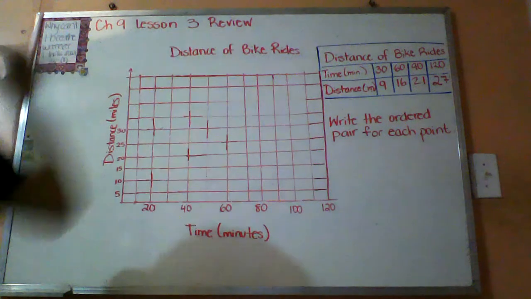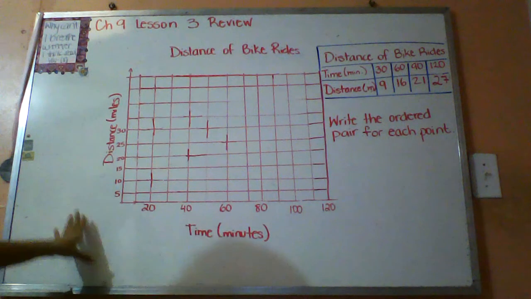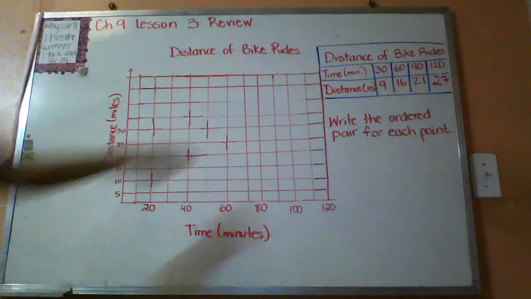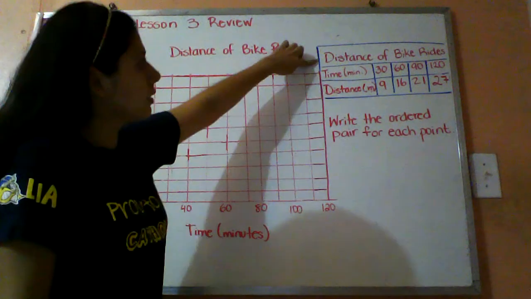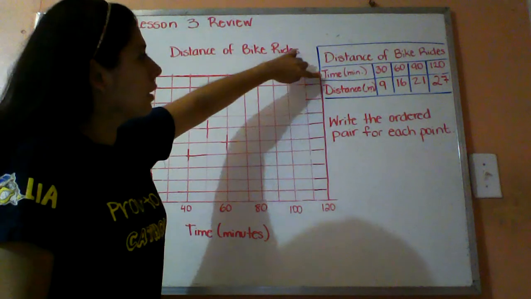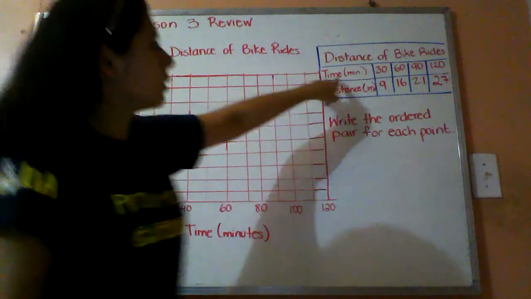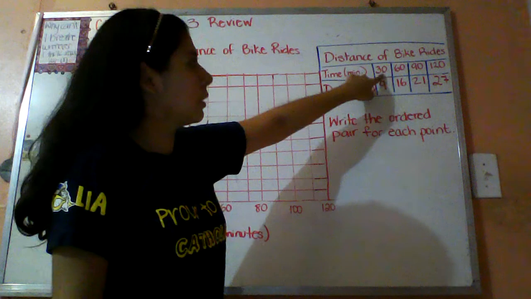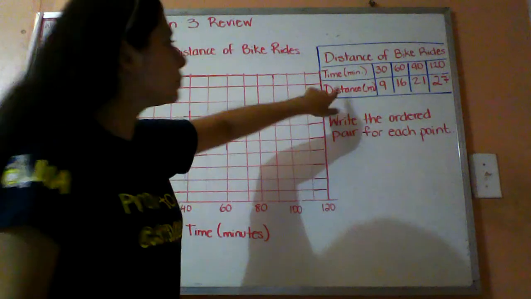This is chapter 9, lesson 3, and it's taking what you learned in lesson 2 and applying it to the real world. So the first thing I have to look at is the chart. You'll be given a chart. In this case, this says distance of bike rides. Then it gives you the time in minutes and the distance in miles. You can see that the time was taken every 30 minutes. So 30, 60, 90 minutes, and 120 minutes.